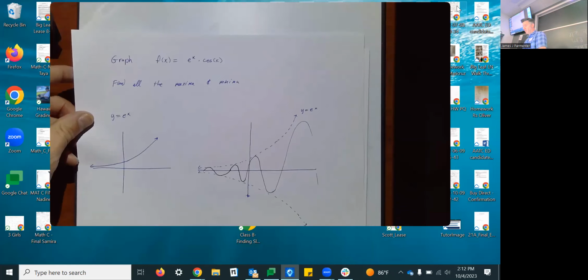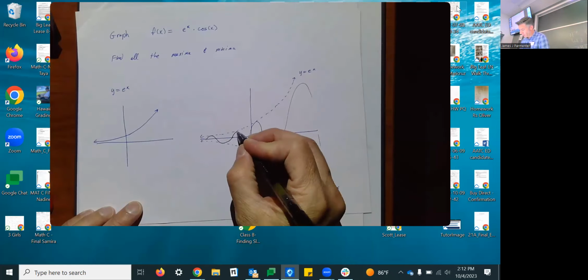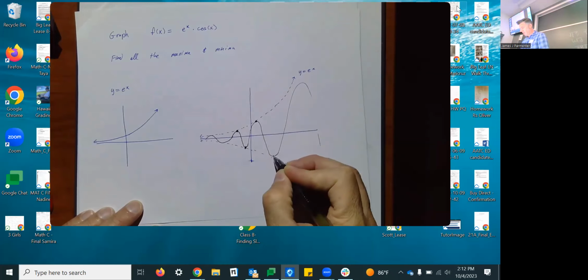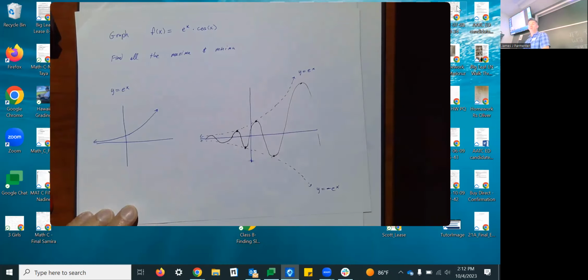So, for example, the way I've graphed this is where a critical point should be. This is where a critical point should be. Everywhere where we have a relative maxima or a relative minima, that's where we're going to have a critical point.